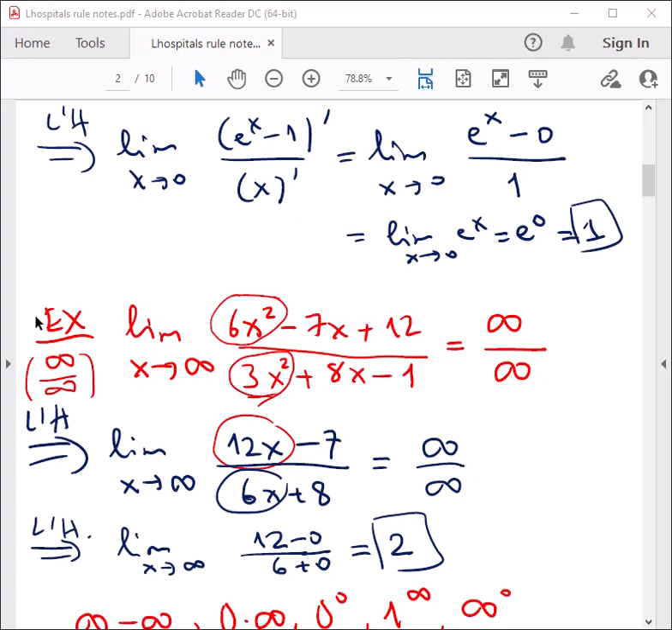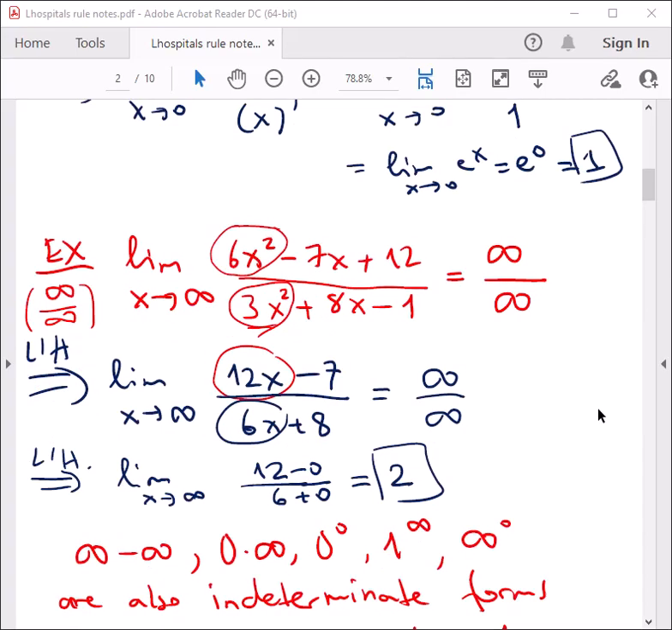So we apply L'Hopital's rule, which means we take the derivative of the top, so that gives 12x minus 7 divided by the derivative of the bottom, which is 6x plus 8. So when x goes to infinity, again 12x and 6x, these are the dominating terms on the top and the bottom. So this limit is gonna be infinity over infinity. So we apply L'Hopital's rule again, because we have another infinity over infinity. So we take the derivative of the top and divide it by the derivative of the bottom. Derivative of the top is 12 minus 7. Derivative of the bottom is 6 plus 0. So we have 12 over 6, which is 2, and this is the result.